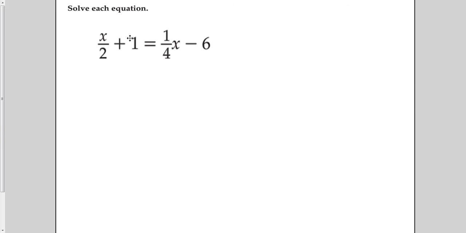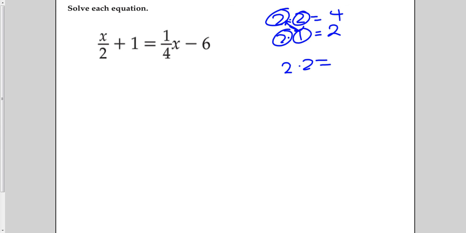So what I'm going to do is multiply everything on both sides of the equation by the common denominator. In this case, the common denominator is 4, right? And it's 4 because 2 times 2 gives me 4, and 2 times 1 gives me 2. And so the 2's are in common, so that's definitely part of my common denominator, and then I multiply by everything else that's left, which would be these two. So that gives me my common denominator, which is 4. Okay?